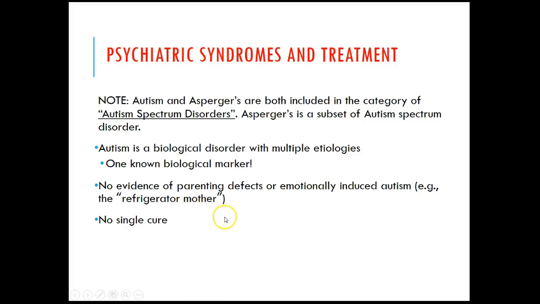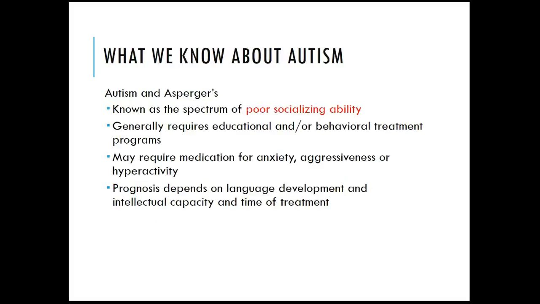Furthermore, there's not one single cure for autism, and the prognosis really depends on recovery and illness and how well the child does, how well it is recognized early, because autism is a developmental delay. So how early is that recognized? How fast is treatment initiated? And it also depends on the language development and the individual's intellectual skills.